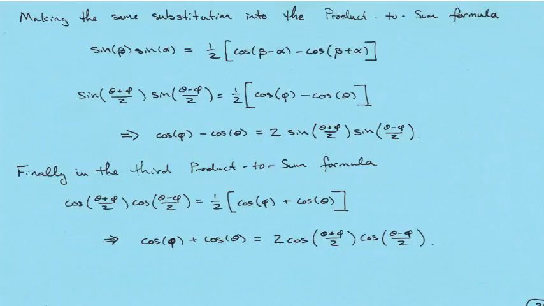So for the third product to sum formula, we have the cosine of (theta plus phi)/2, cosine of (theta minus phi)/2 is equal to 1/2 cosine of phi plus cosine of theta. We're moving the 2 over, gives us cosine of phi plus cosine of theta is equal to 2 cosine of (theta plus phi)/2 times the cosine of (theta minus phi)/2.